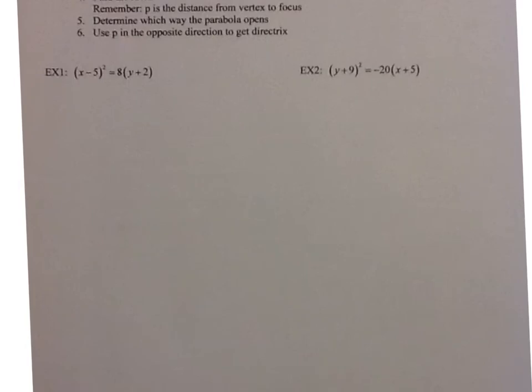Okay, so let's start with the vertex. My vertex is 5, negative 2. Since it's my x that's being squared, it's x minus 5 squared, so that's opening up or down. Now remember this number here, 8, is 4p. So 4p is equal to 8, which means p is equal to 2. And what that means is from vertex to focus, you're going up 2.